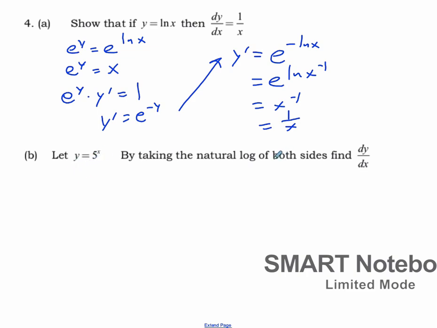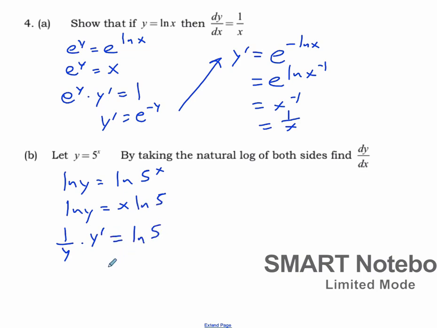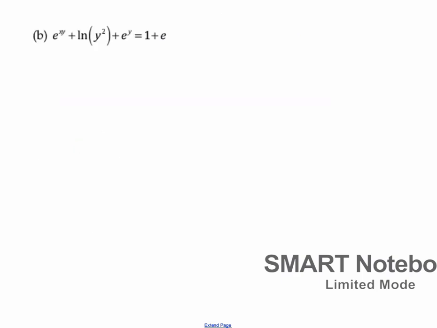We can do something similar with the next one. We have ln y equals ln 5^x, so ln y equals x ln 5. Then we can find the derivative. So the derivative of ln y is 1 over y times y prime, and the derivative of this is just ln 5. So y prime equals y ln 5, and then we can substitute back in y, which is 5 to the x. So we have 5 to the x times ln 5 is the derivative of 5 to the x. Okay, next example.